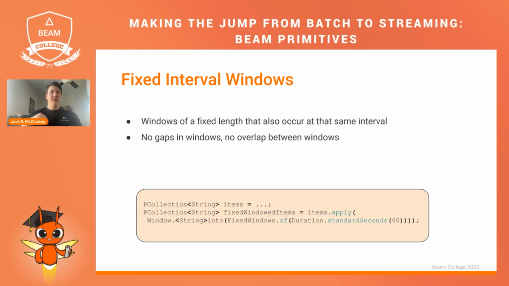We want to talk about if we want windowing. Fixed interval windows are windows of a fixed length that occur at the same interval. No gaps in the windows, no overlap. How you'd use that in Java: we have a PCollection of strings, and then we window into fixed windows with a duration of 60 seconds. So this is a 60-second interval window.